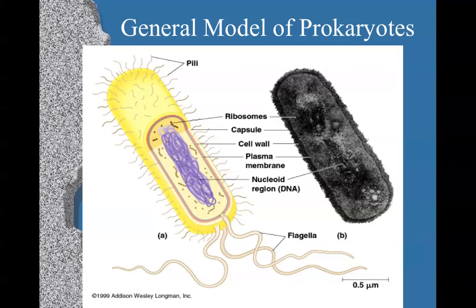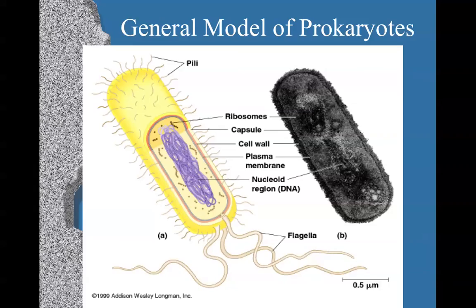On the outer extremity of some bacteria, they have capsules, which are basically an extra layer of protection, and it's usually useful, especially in extreme environments of, let's say, extreme heat or salinity.